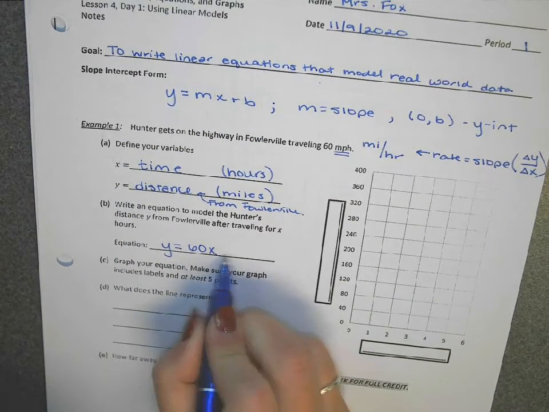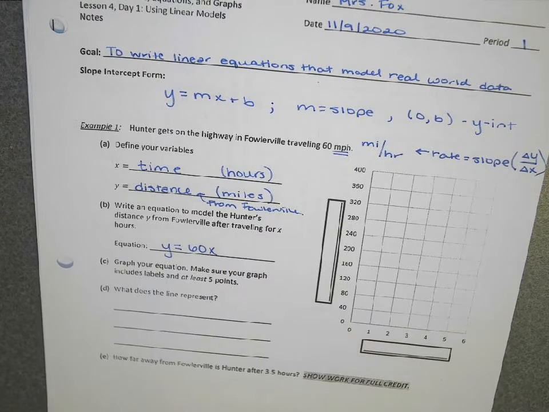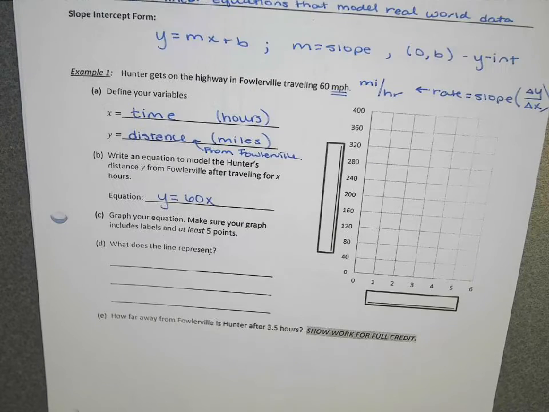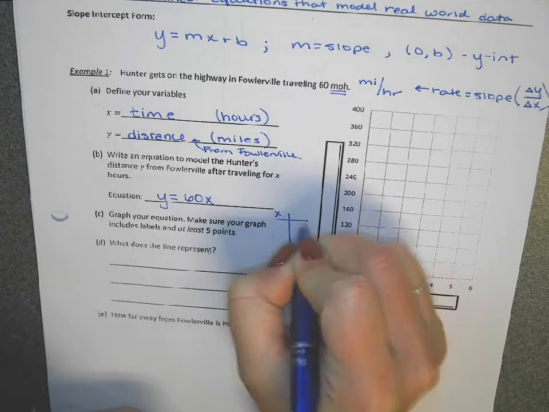How far does he start from Fowlerville? When he starts, how far away is he from Fowlerville? He's in Fowlerville. So how far away is Fowlerville from Fowlerville? 0. Do I have to write plus 0? No, you don't have to. So y equals 60x would be our equation here. Okay. To graph our equation, it says to make sure your graph includes at least 5 points. Maybe it will be easiest if we made a table.